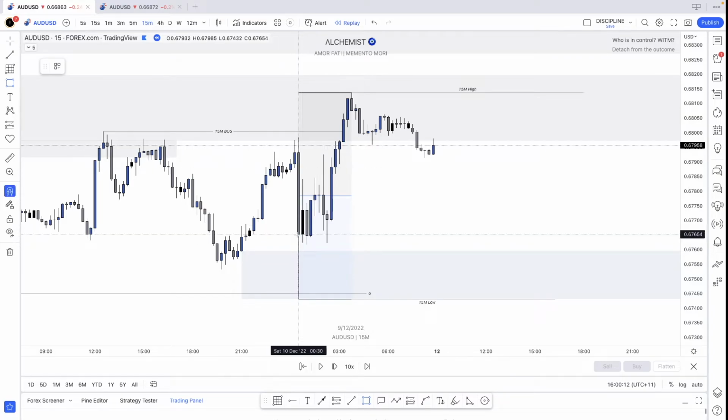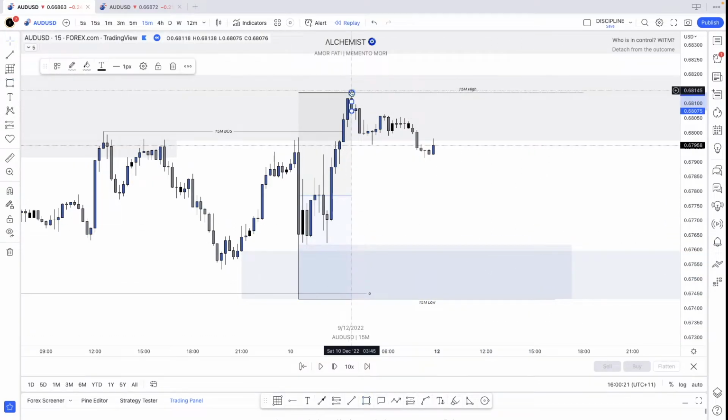So again, we can take the extreme, which is this very, very large wick. We can just take the unmitigated portion of it. So this here is that demand zone. We have this as the supply zone.